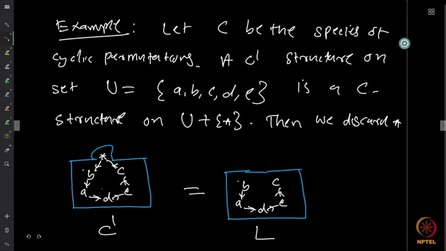So you put this structure. But now forget about star, which means that we are going to get a linear order on the elements, right? B, A, D, E and C, right? It stays in a linear order because it had originally a cyclic order where we removed the star, now making it just a linear order. So the derivative of C dash is the species L of linear orders, right?